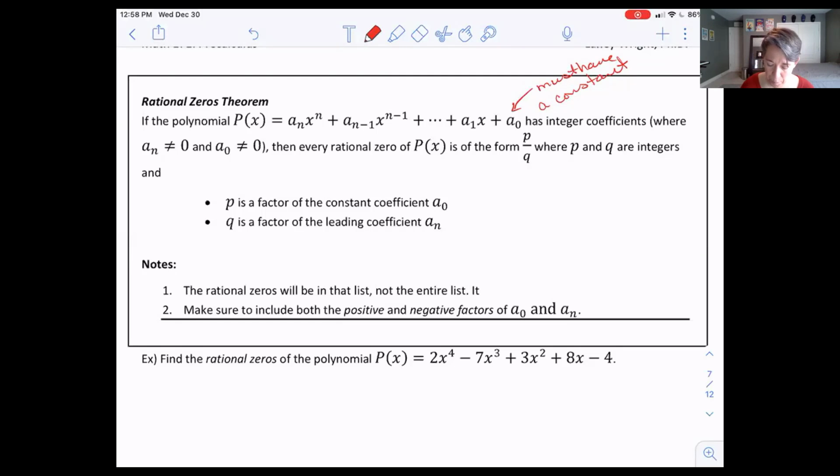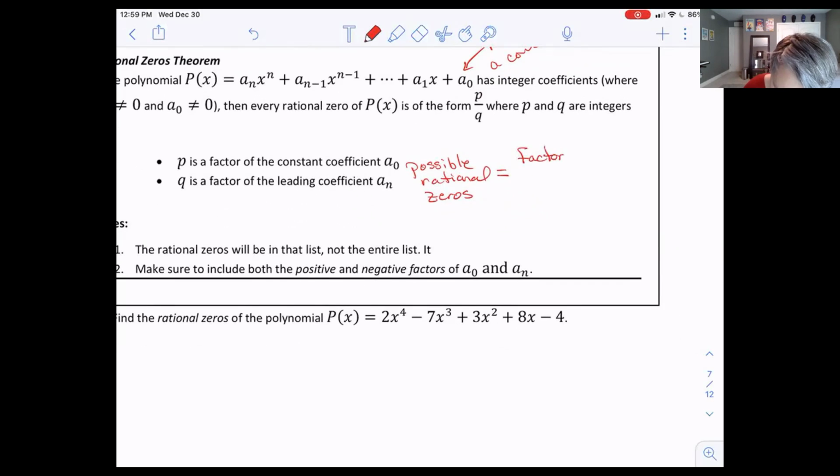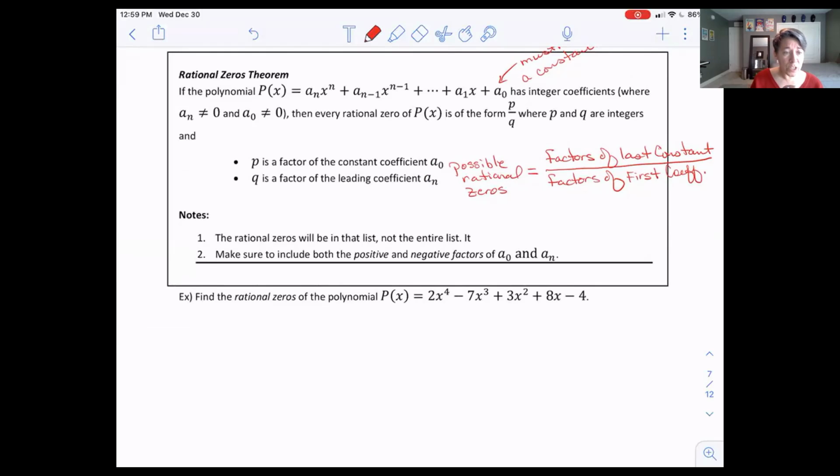So let's sum this up. Possible rational zeros are going to be of the form where it's factors of the last constant, just a number by itself, divided by factors of the first coefficient. A couple of notes here. First of all, the rational zeros will be in the list, but that doesn't mean that all of those numbers are actual zeros. It just means they'll be chosen from that list.